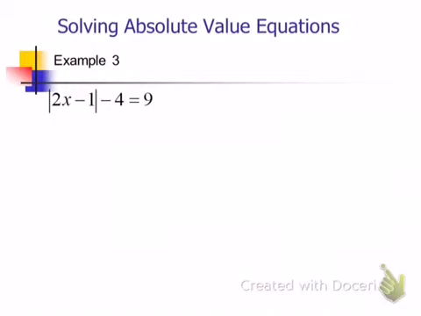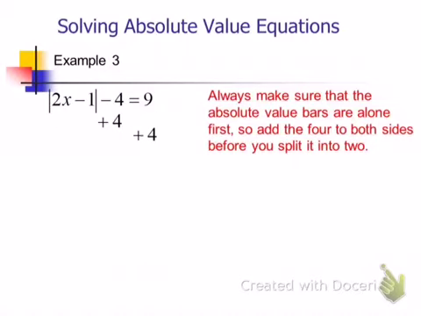So we'll add 4 to both sides. And then we'll have an expression that we can split. Now the absolute value of 2x minus 1 equals 13. I can use the definition of the absolute value and split this into two problems. The quantity inside the absolute value has to be what? What does it have to be? It has to be 13 or negative 13. That's right.